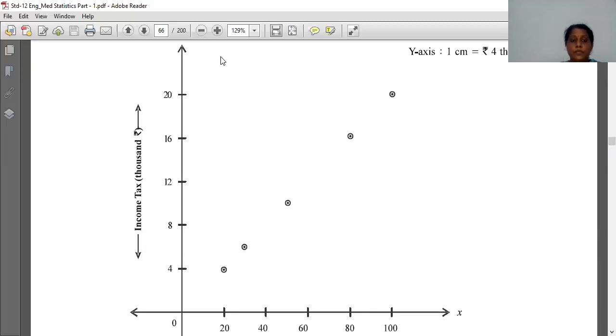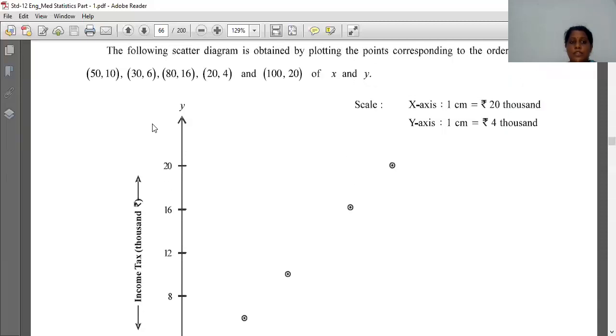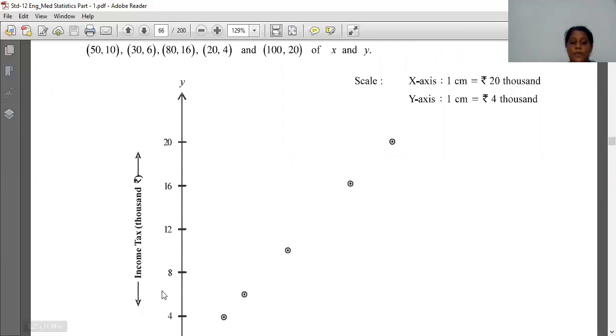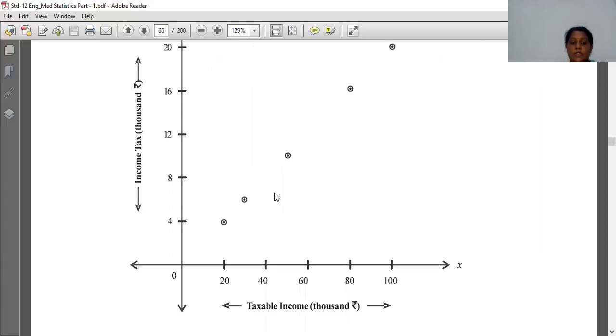Now, see, on the y-axis, the numbers given on the y-axis, you have to take the differences. Any difference you can take, right? In this question, our y-axis values were 10, 6, 16, 4, 20. So here we have taken differences of 4, 8, 12, 16, and 20. And the x-axis is 50, 30, 80, 20, 100, like this. So we will take differences of 20, 40, 60, 80, 100. Equal difference should be there. You can't write the same numbers given for the x-axis and y-axis. You have to take some differences.